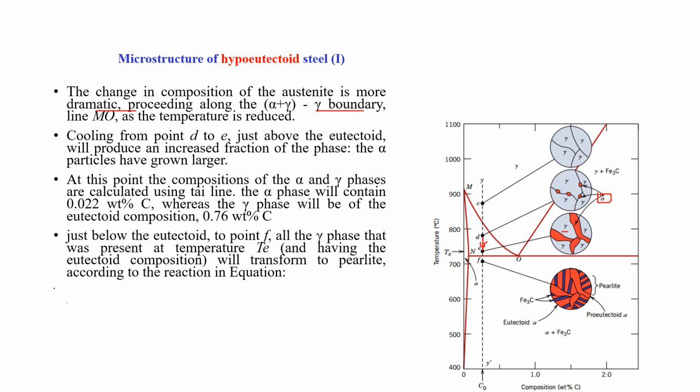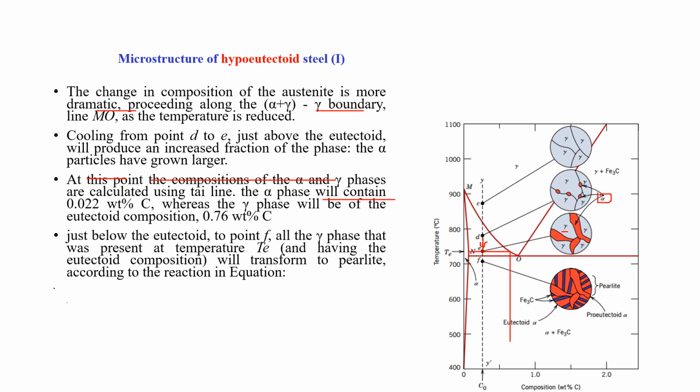Cooling from D to E, just above the eutectoid, will produce an increased fraction of the phases. The alpha particles have now grown larger. At this point, the compositions of the alpha and gamma phases are calculated using a tie line. The tie line is constructed like here: a horizontal line is drawn from point E, which will touch both the boundaries.